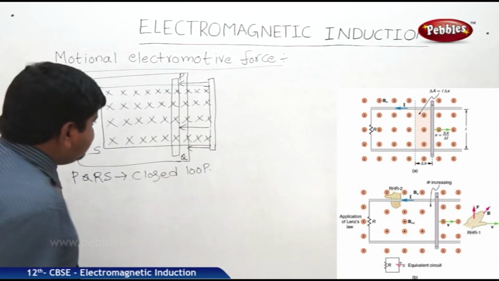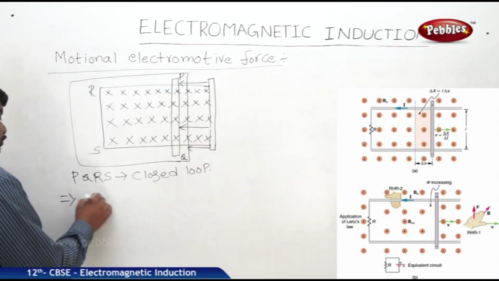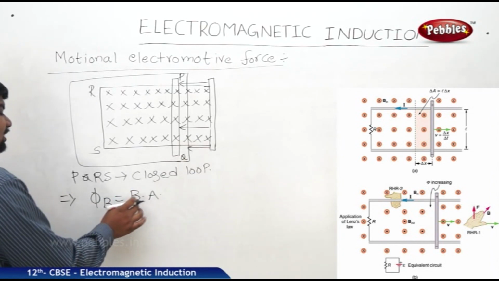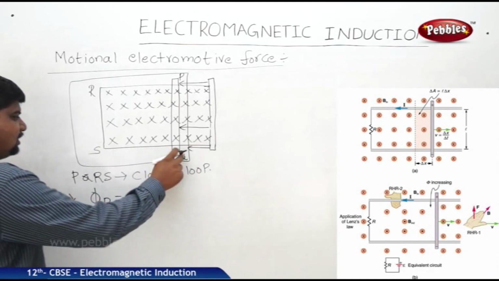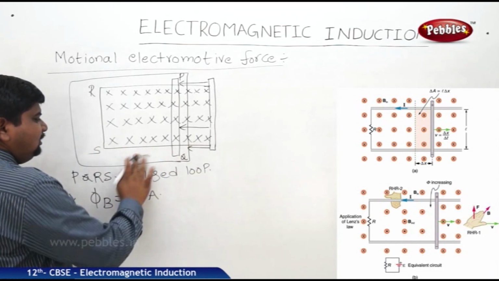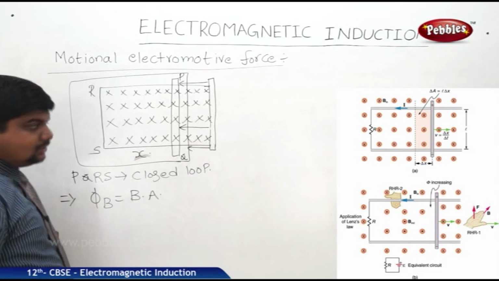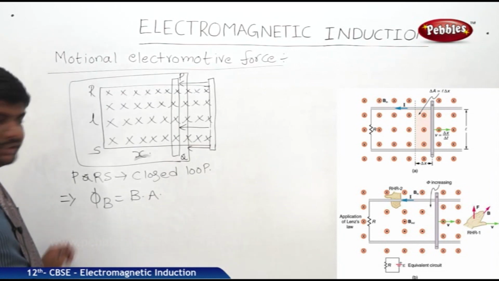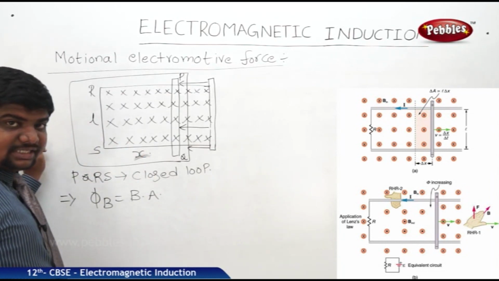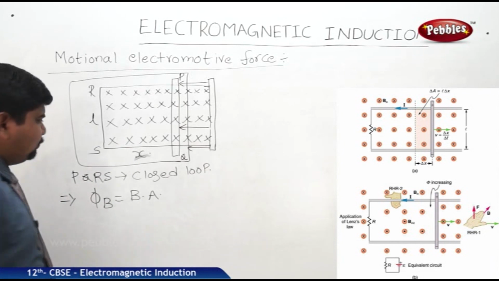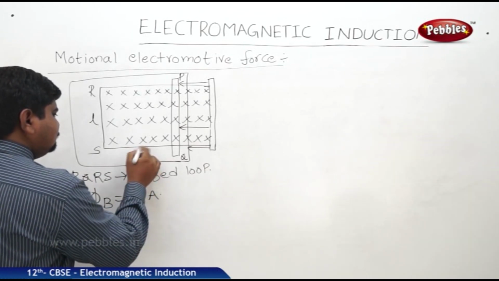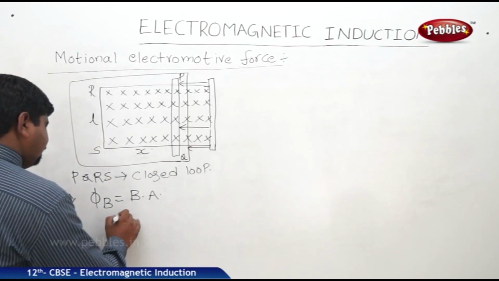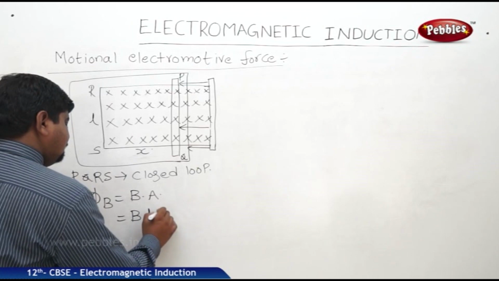Now, what can we understand in this way? What is magnetic flux? B dot A, means field into area. See, the PQ, let us say it is X. This RS, let us say it is L. So length is X, breadth is L. You can say like that, or we can interchange the parameters also. No problem in it. So we can write area is equal to length into breadth, Lx. Therefore, phi B is equal to BLX.